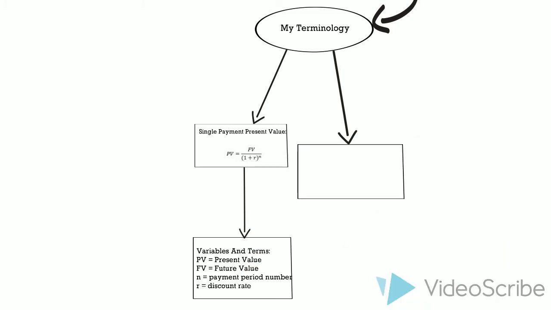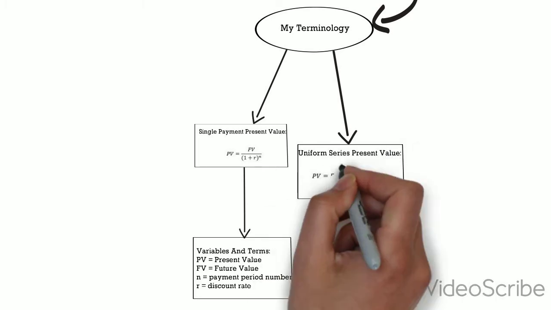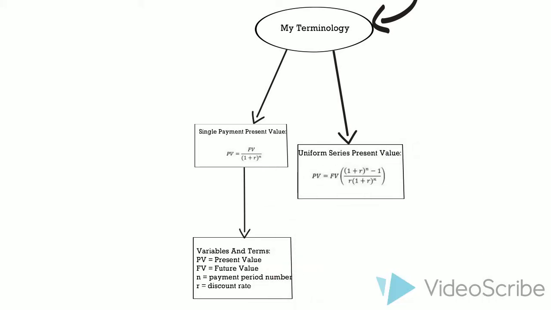The next equation we will discuss is the uniform series present value, which is presented in the following equation. This equation is used for constant payments over multiple periods of time. So, let's say I were being paid $5 for 5 years. That's a uniform series of present value. It's just a more efficient way of doing multiple present value calculations that are more repetitive and constant. It's important to note that the variables used in this equation are going to be the same as those used in the single payment present value equation.